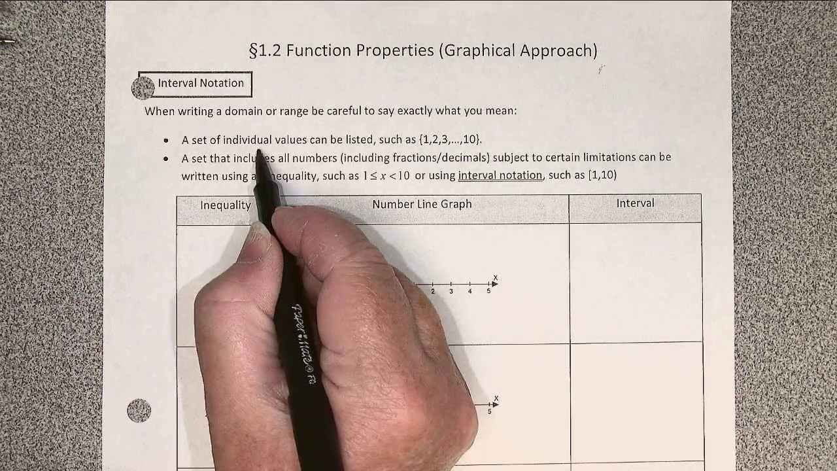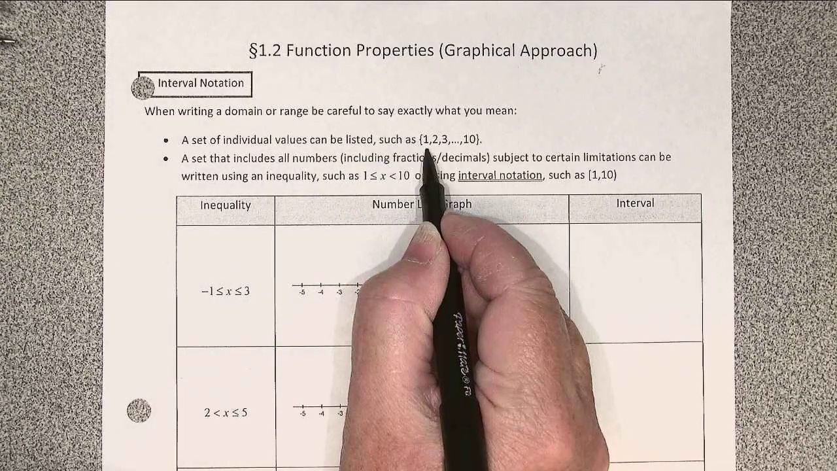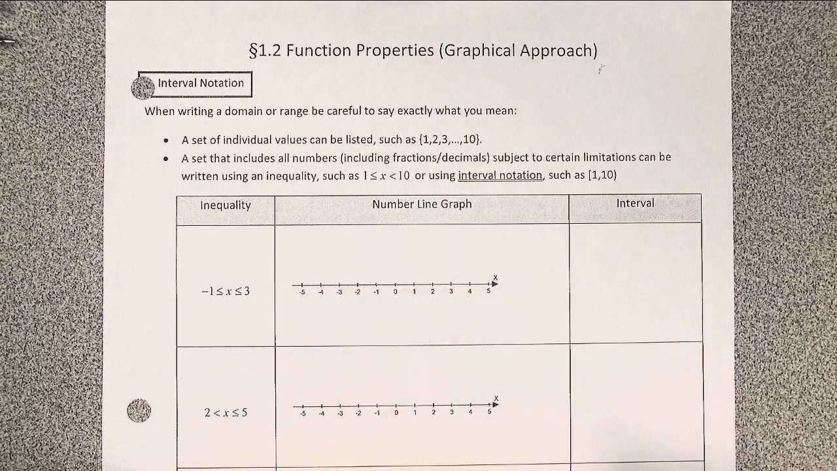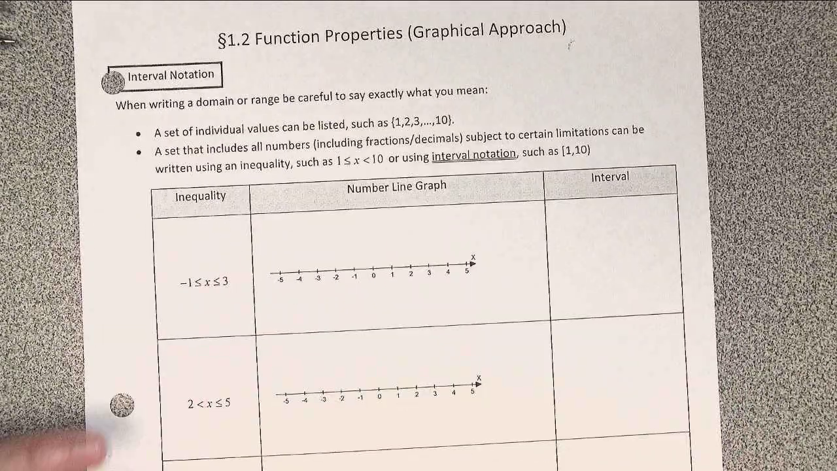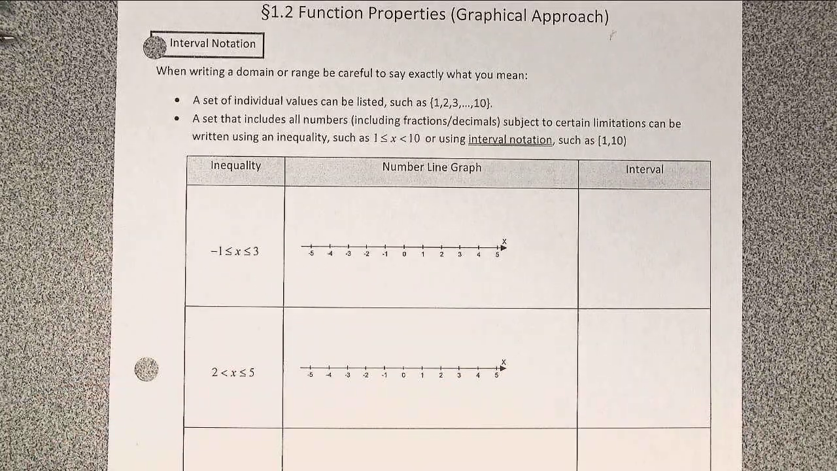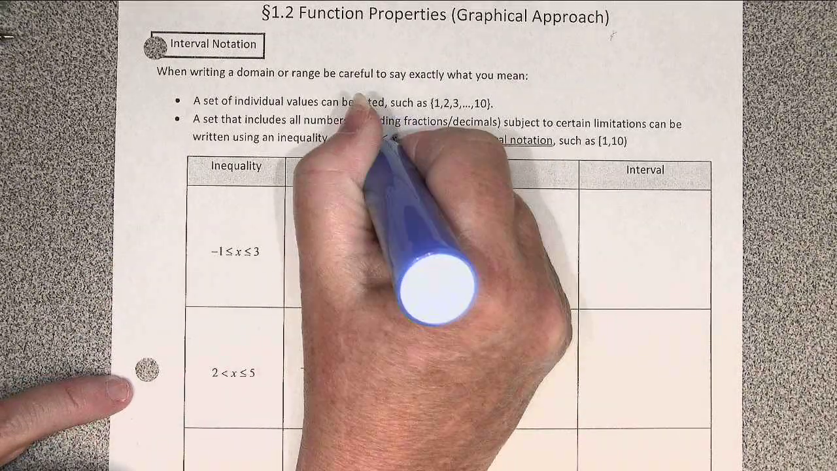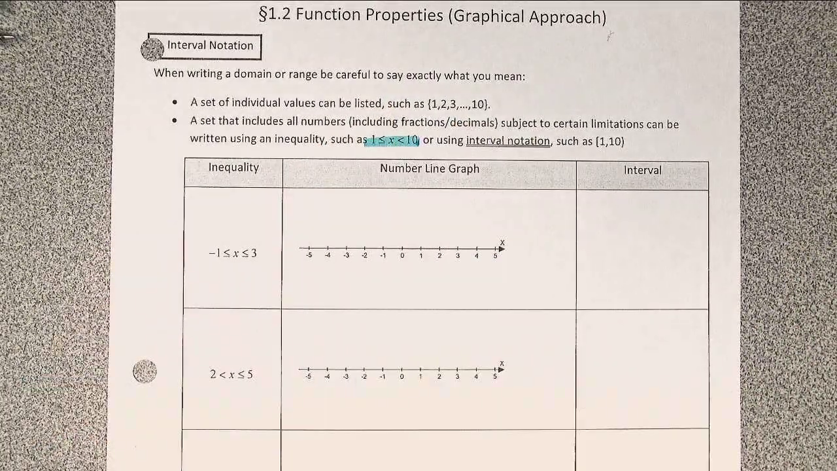A set of individual values can be listed, for example, 1, 2, 3, etc., up to 10. But what if I wanted to include all of the numbers between 1 and 10? The fractions, the decimals, 2.7, pi, all of those numbers. In order to do that, one way to write it is by using our inequality notation. This is my inequality notation that says all of the numbers between 1 and 10.